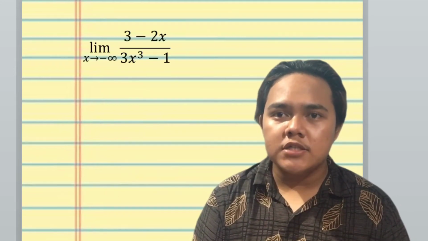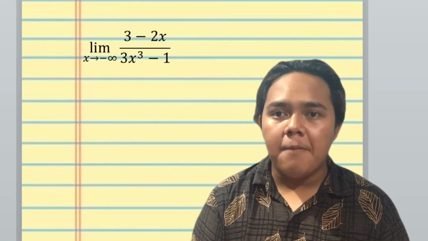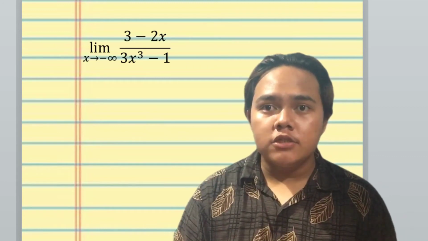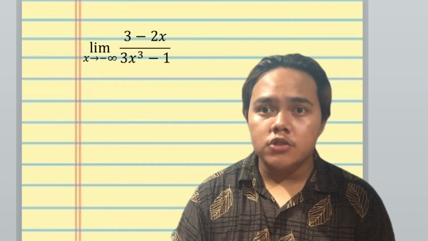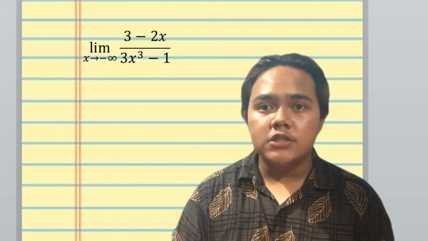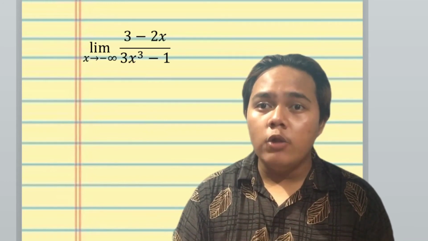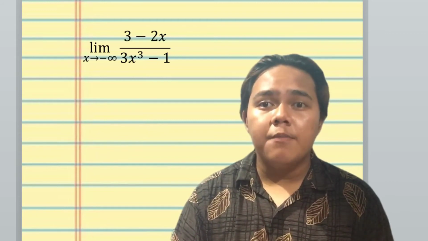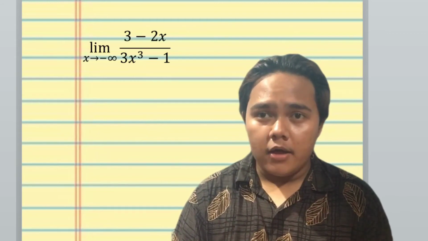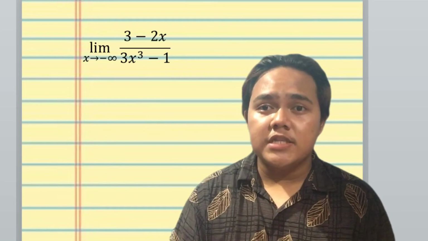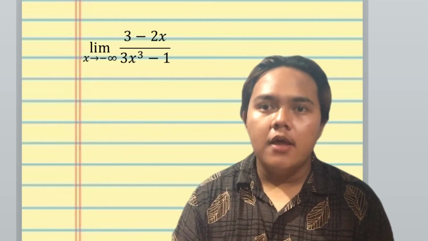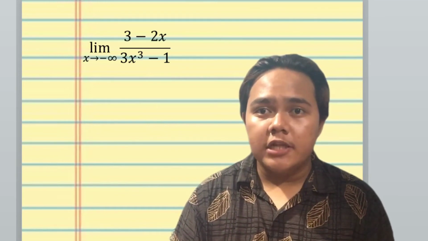So, next na tayo sa second equation na binigay sa amin ng aming professor. So, ang second equation natin is limit of (3 minus 2x) over (3x cubed minus 1) as x approaches negative infinity. So, ano nga ba ang condition yung gagamitin natin dito? Tama, yung second condition. Which is, yung highest exponent, makikita natin sa denominator.